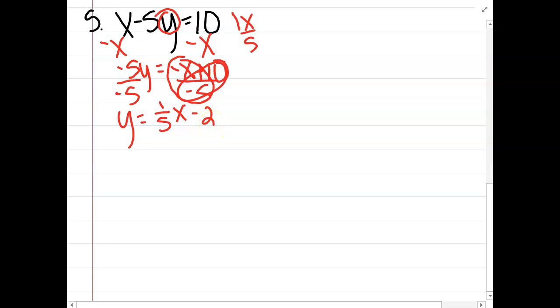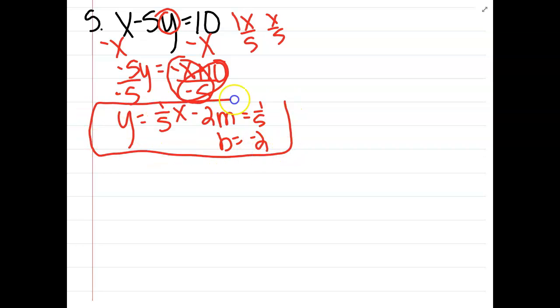Notice, if I write it like this, whenever I go to identify my slope and y-intercept, to find the slope, you just find the x and you look for the number in front of the x. If you had left it as x over 5, it might have been kind of confusing what the slope was going to be. Because there's not really a number in front of x, there's a number under x. See how it could be a little confusing there? But if I look at it like this, it's really easy to say, okay, my slope's 1/5, my y-intercept is negative 2.